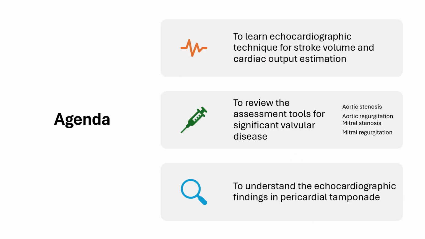Our agenda for today's presentation is to learn echocardiographic techniques for stroke volume and cardiac output estimation, to review the basic assessment tools for significant valvular heart disease. We'll specifically discuss aortic stenosis, aortic regurgitation, mitral stenosis, and mitral regurgitation. We will cover tricuspid regurgitation in the next lecture. However, the same principles which are discussed here will still be applicable. And finally, we'll review and understand the echocardiographic features and findings in patients who present with pericardial tamponade.